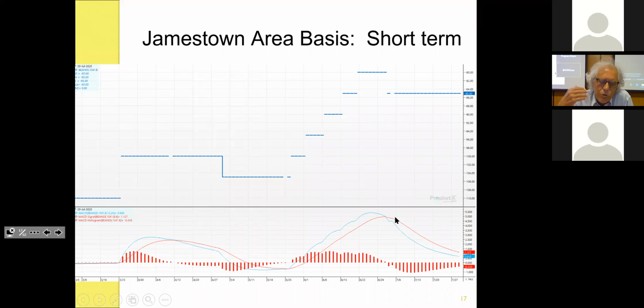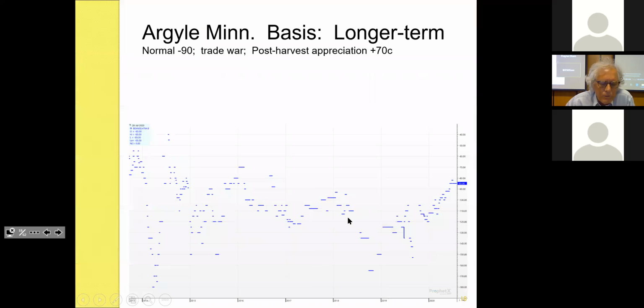And actually, the current trend from a technical perspective is for negative movement in the basis. Here's Argyle, where Jim is from, and he'll speak to this later on. But you'll see typically the same behavior back in 14-15. We had relatively high bases. You can see here the effect of the trade war, and then you can see here the effect of the post-harvest 2019 appreciation in that basis.